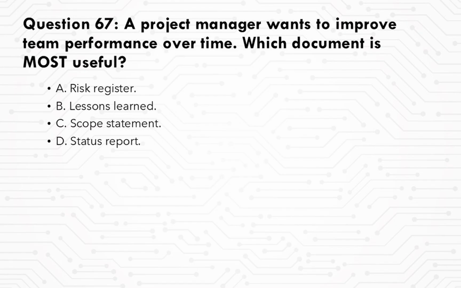Question 67. A project manager wants to improve team performance over time. Which document is most useful? A. Risk register. B. Lessons learned. C. Scope statement. D. Status report. Answer: B. Lessons learned improve future performance.